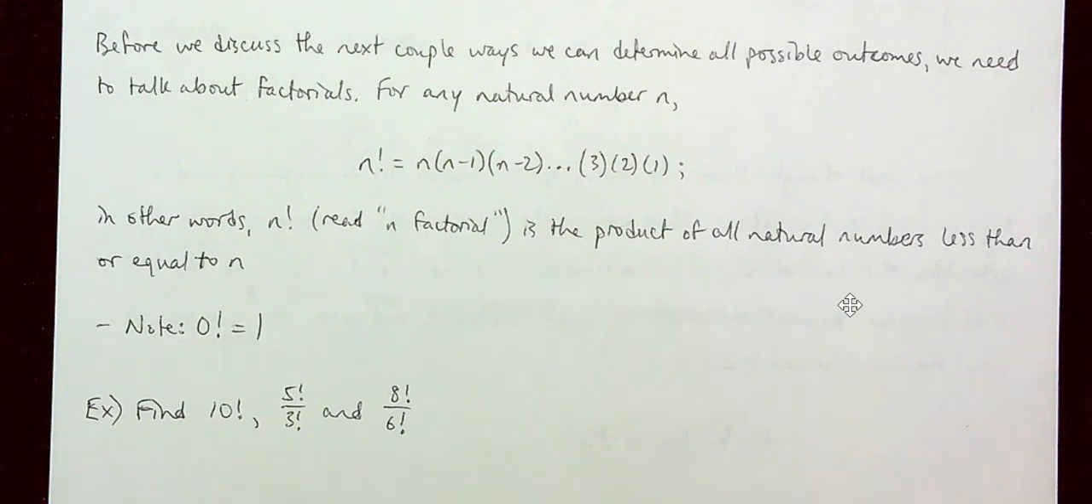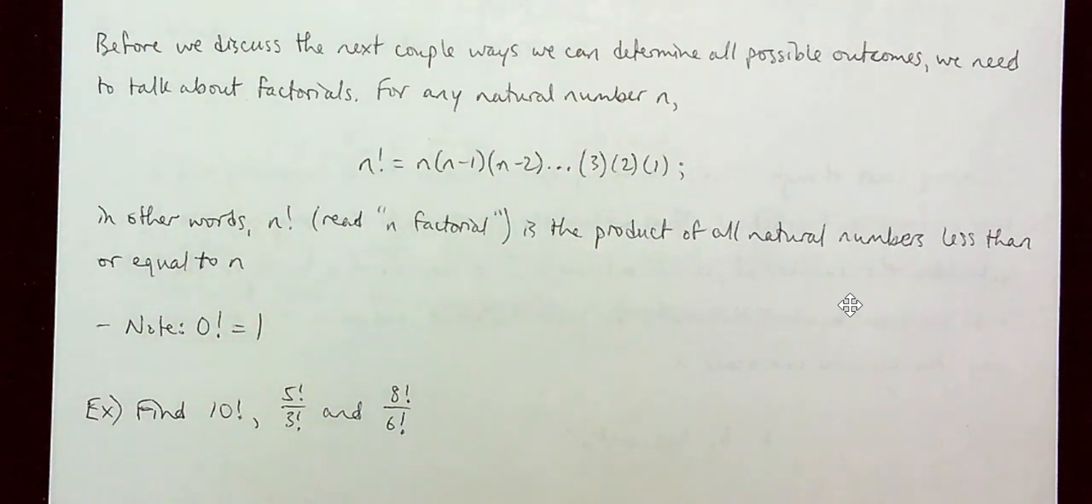For any natural number n, n with an exclamation point after it is equal to n times n minus 1 times n minus 2 times n minus 3 times ... times 3 times 2 times 1. In other words, n with the exclamation point after it, read as n factorial, is the product of all natural numbers less than or equal to n. So 4 factorial would be 4 times 3 times 2 times 1.